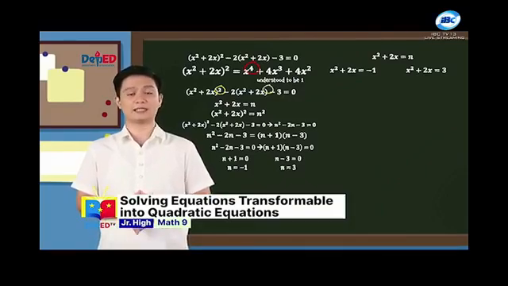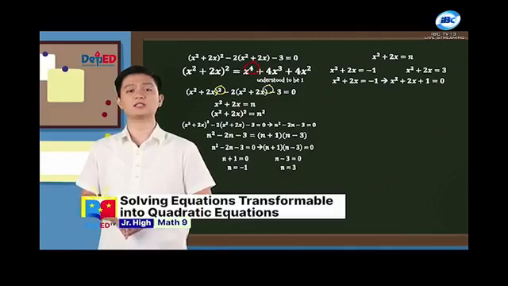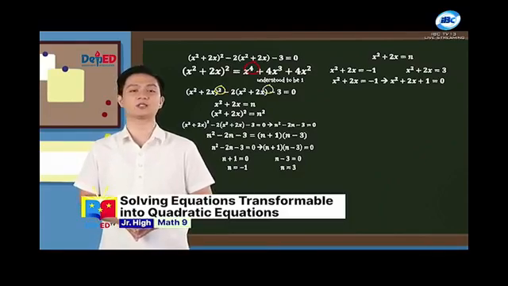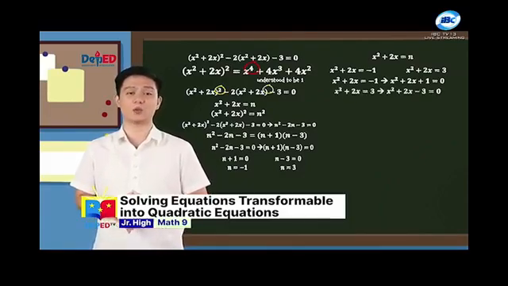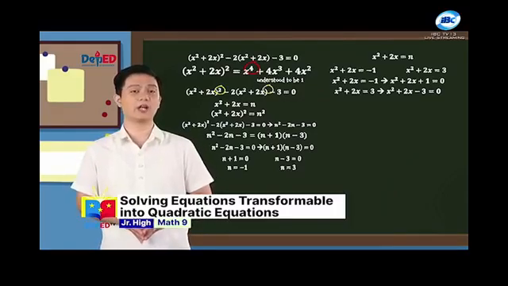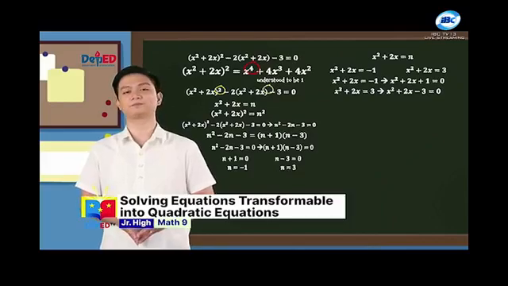We first write each in standard form. X squared plus 2x equals negative 1 in standard form is written as x squared plus 2x plus 1 equals 0, while x squared plus 2x equals 3 is x squared plus 2x minus 3 equals 0 in standard form.